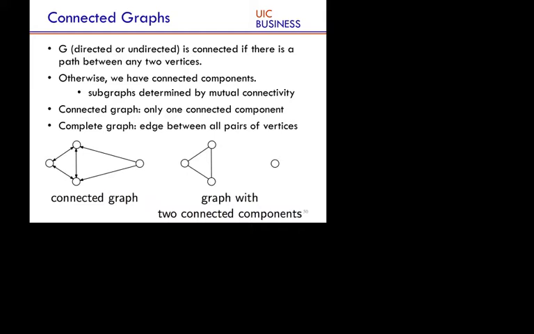Okay. So the graph on the left is a connected graph. The graph here, this is an undirected graph, which is not connected. There is no path from this node to any of these nodes. So in this case, you can say that you have two connected components, or essentially two subgraphs. Okay. Is that clear?